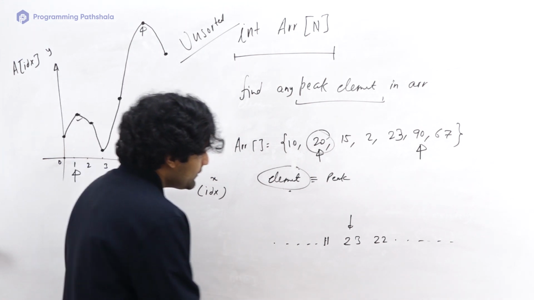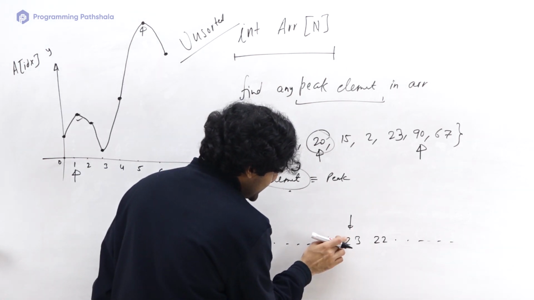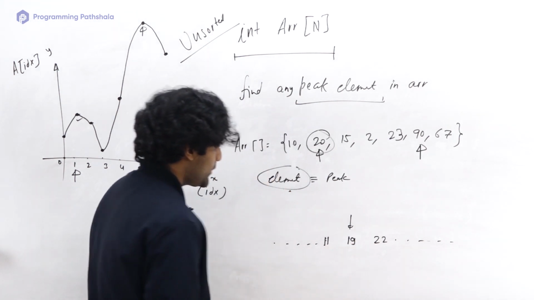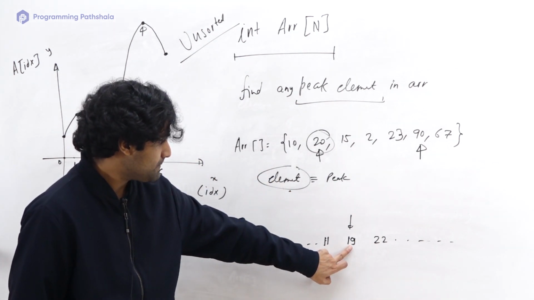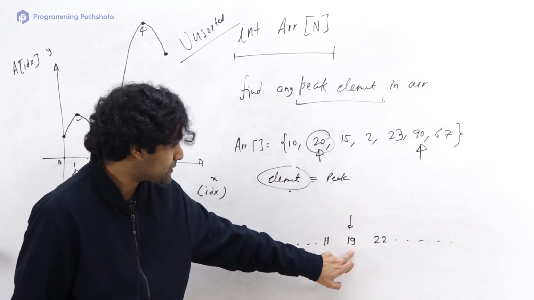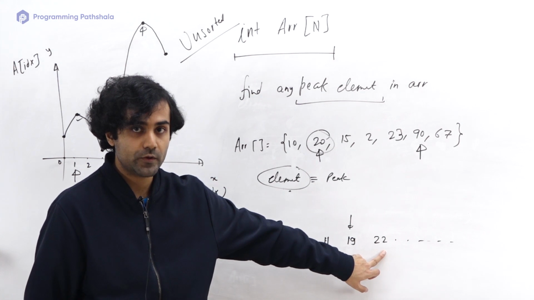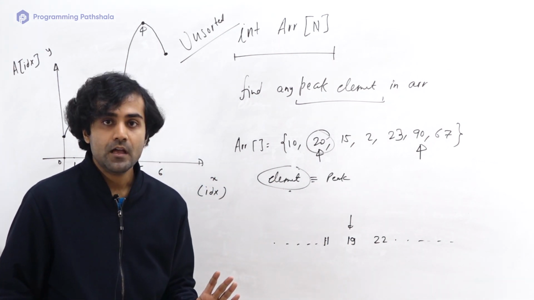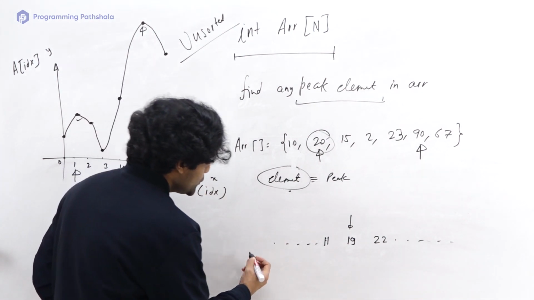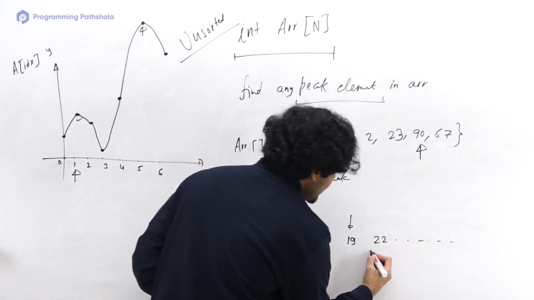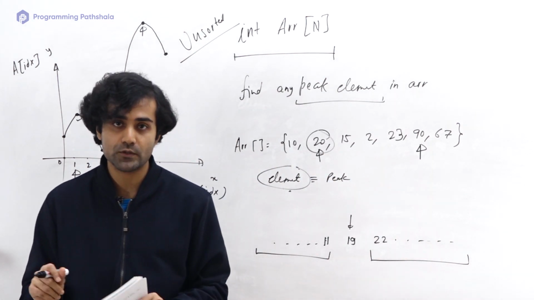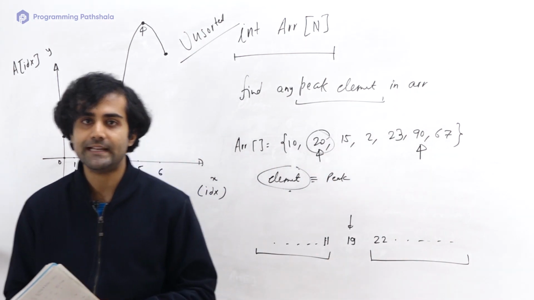But what if that was not the case? What if you had something called 19 over here? Now you have a 19 over here. If you take a look, this 19 is greater than or equal to 11, but it is not greater than or equal to 22. So in this case, which side of the array would you have chosen? Would you have chosen to move in the left part or the right part? That is an important question which you must ask yourself. So just pause and think about that.